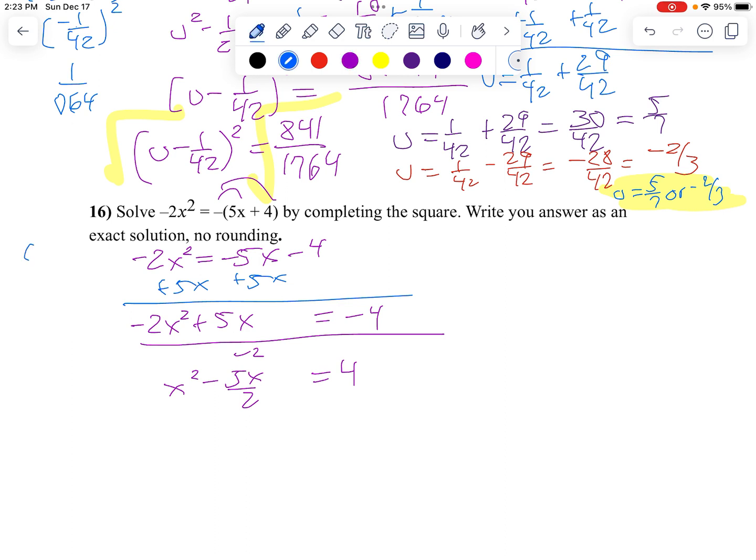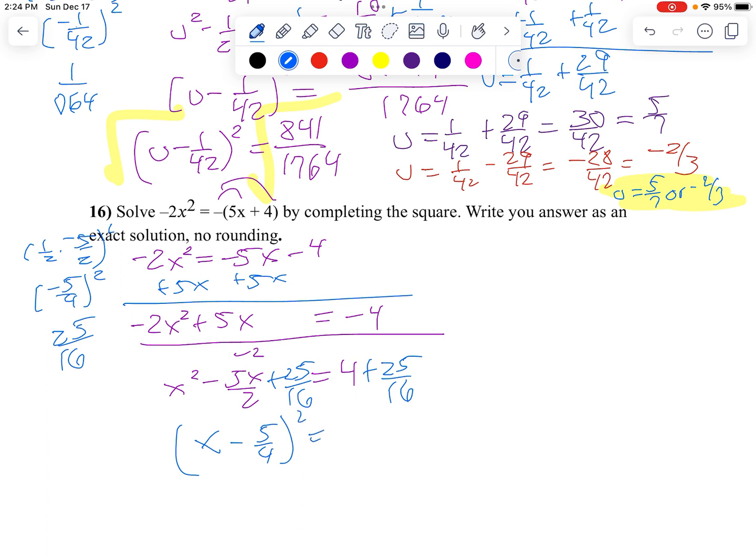Now we're going to go through our steps again. I'm going to take half of negative 5 halves, and I'm going to square that. So I'm going to get negative 5 over 4. I'll square that, I'll get 25 over 16. So I'll add 25 over 16 to both sides. Now, let's factor. So I'm going to get x minus 5 over 4 squared.